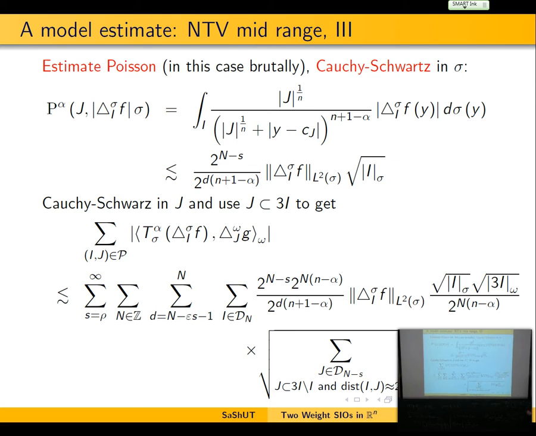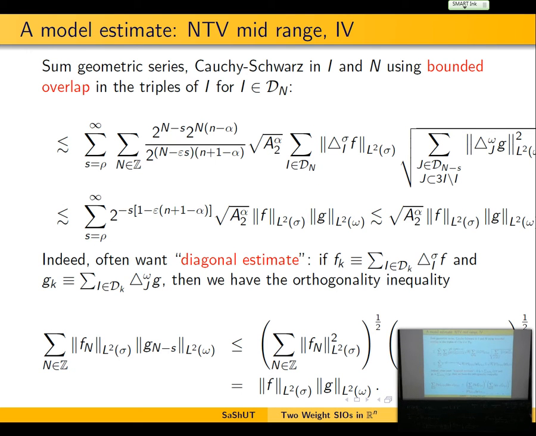The next thing is D only appears here, so we can sum the geometric series, and that's easy. Okay? So we get actually here the A2 constant, which we peel off. We added up the geometric series, and now we do Cauchy-Schwarz simultaneously in I and N. We're using bounded overlap. This again appears often. I'll explain it in a moment. It's explained here. So you get some geometric series, decay in S, A2, and the two norms, so you win.